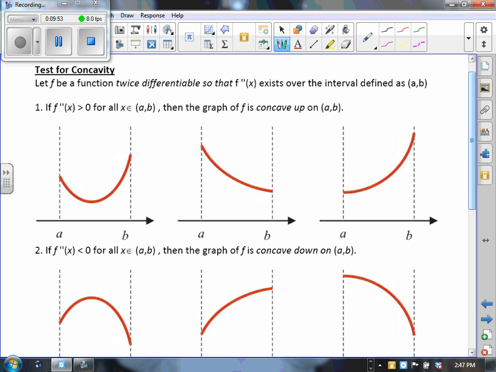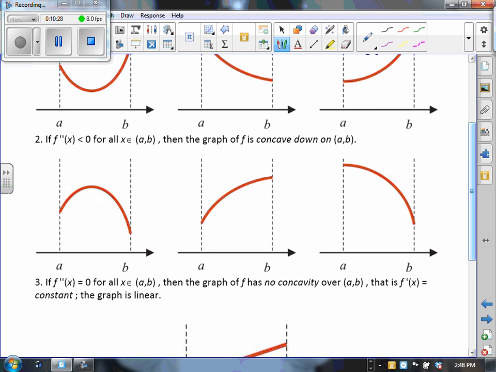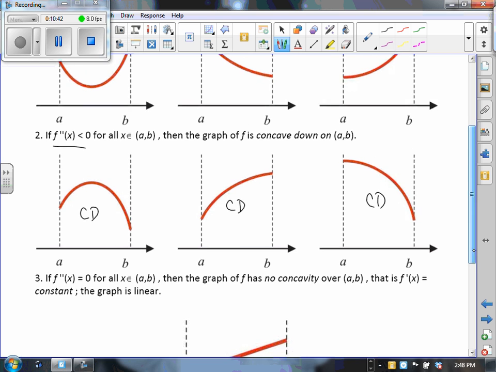And if we read the introduction, it says let f be a function twice differentiable so that the second derivative of x exists over the interval defined as ab. So if the second derivative is positive for all x that belong to values on that interval, then the graph is concave up on that interval. So these are just examples of concavity being in an upwards fashion on an interval AB. Okay, the opposite here is true, that if the second derivative is a negative value, then you should see the graph looking as such. So these are all examples of concavity in a downwards fashion.